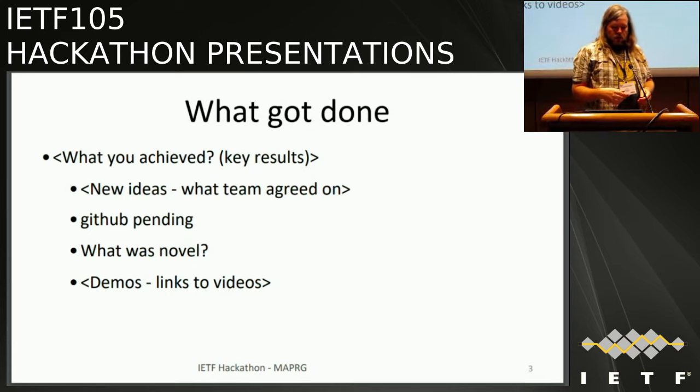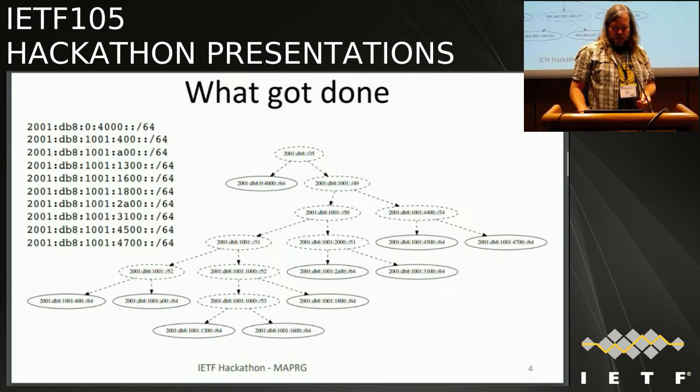Well, what were the new ideas, and what did the team agree on? Well, the team, it turns out today, was just me, so we agreed on everything. We agreed to use the Aguri tree, and we agreed that this partitioning problem could be solved by making portions of the tree immutable. So that's the novel design idea in a Patricia tree. The GitHub upload is pending, and I'll just show you exactly what it was, because we managed to get it done in just a day.